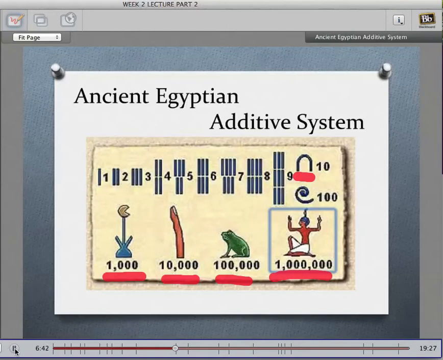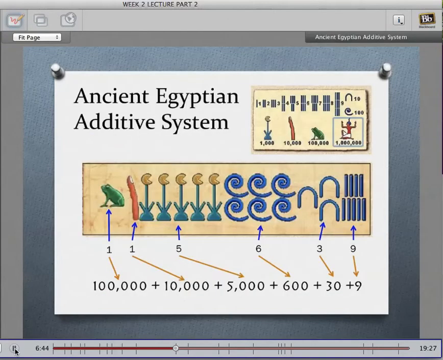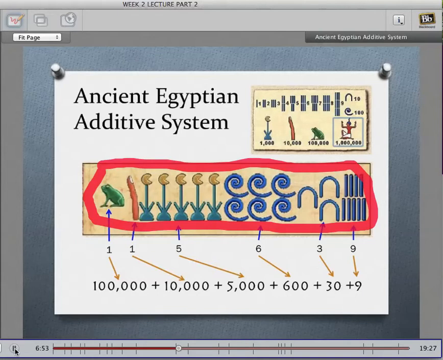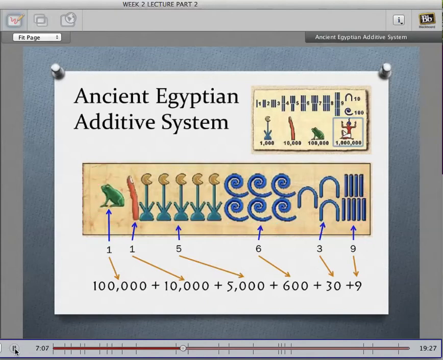Let's take the Egyptian system one step further, and I'll show you how they write numbers. This is a number. That's how they would write a number. A frog, a finger, 5 Pac-Man trophies, 6 whirlpools, 3 croquet wickets, and 9 sticks. That's what it looks like. 100,000, 1 10,000, 5,000, 6 hundreds, 3 10s, and 9 1s.